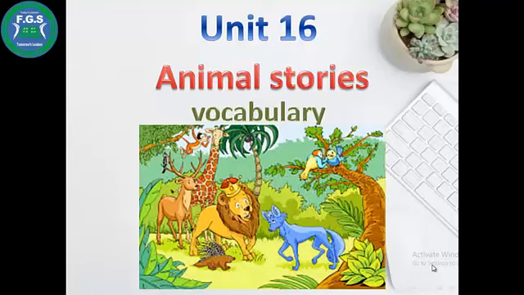Today we are going to take Unit 16 from the new Hello curriculum. The title of the unit is Animal Stories. Now is part 1, vocabulary.